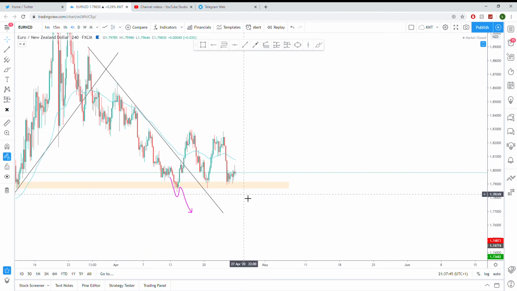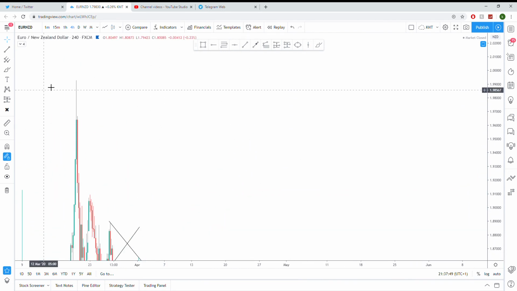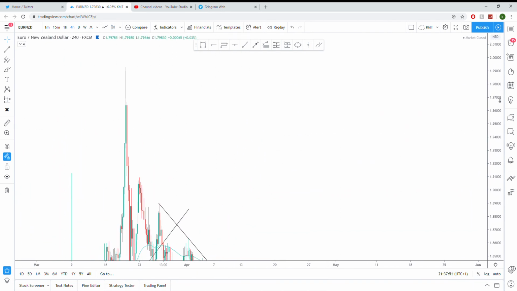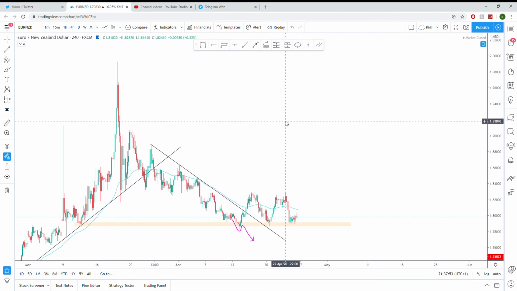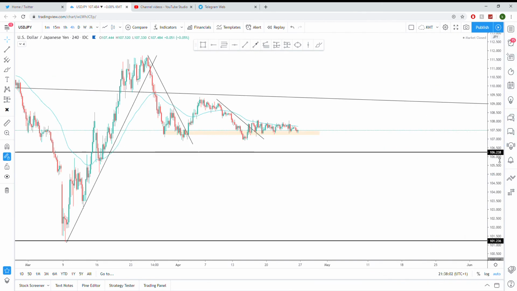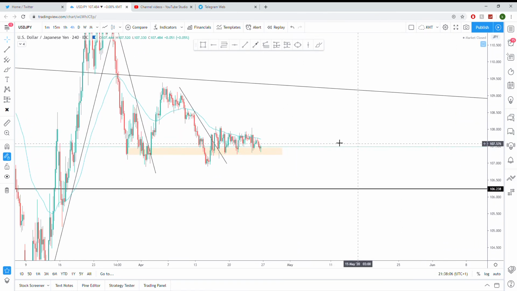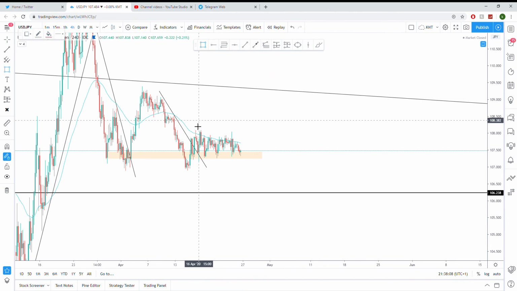But for the time being, until the market breaks out of this direction or again up to the upside, I will not be considering a trade on this particular pair. But again, personal preference. I'm just going to stay out of euro, New Zealand dollar for the time being until we get a breakout. Similarly with US dollar to the Japanese yen, we can see we've been ranging in this area for a long time now.